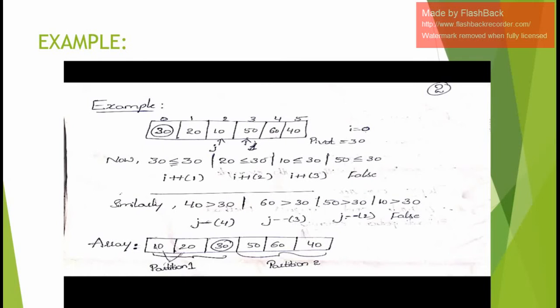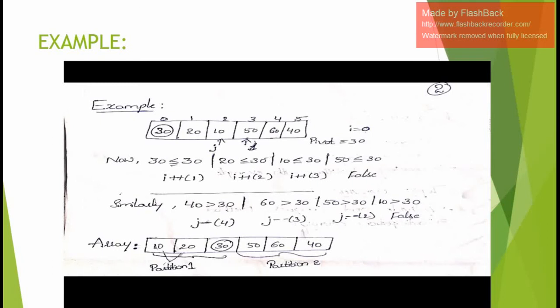Now the value of i is 3 and the value of j is 2. Since i is greater than j, we have to swap a of j with the pivot element. Here a of j is 10, that is a of 2, and the pivot element is 30. We have to swap both of them, and finally the array becomes 10, 20, 30, 50, 60 and 40.